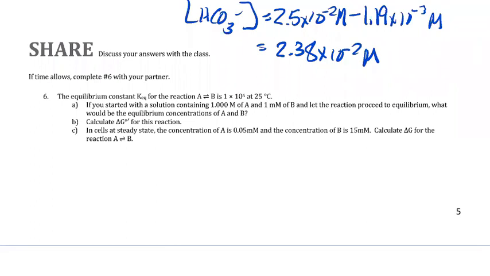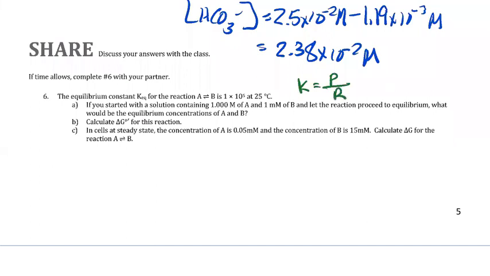A goes to B, right? And it's reversible. And so K for the equation is 1 times 10 to the positive 5. Yes, that's a very, very big number. So it's a very big K at 25 degrees Celsius. So when you see that, I want you to think, oh my gosh, that's a really big K, right? And remember that K is equal to our products over our reactants.